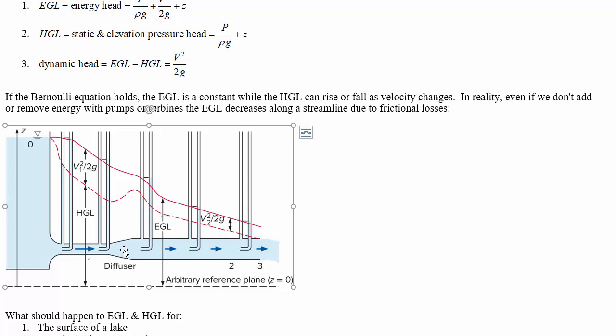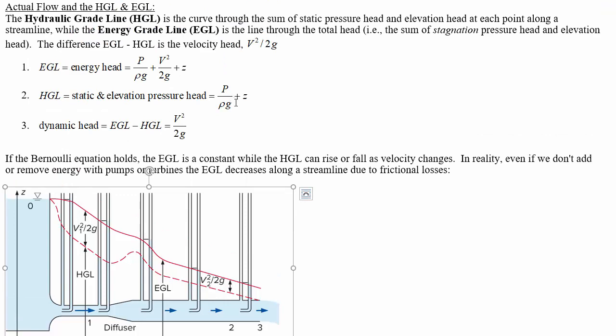So what's going on here as it rises? Hydraulic grade line must be rising if the energy balance is shifting away from dynamic head. So we have the velocity slowing down, and that's exactly what's going on in a diffuser. Velocity slows down, but you can see the energy grade line is lowering as well. So we are losing energy all along that way.